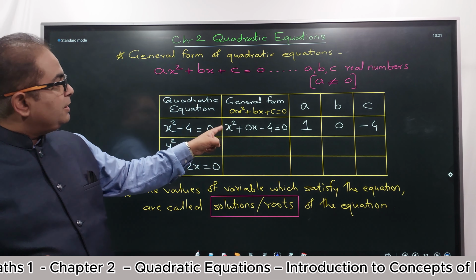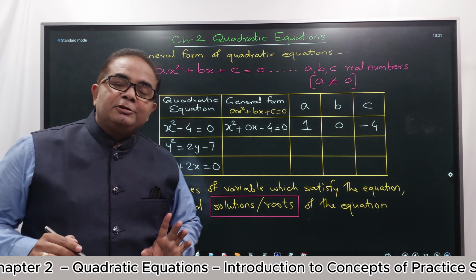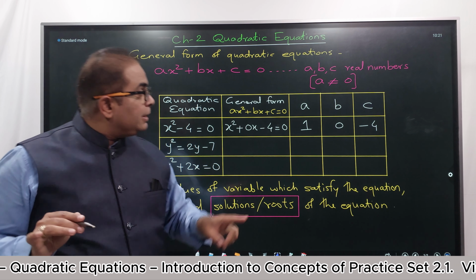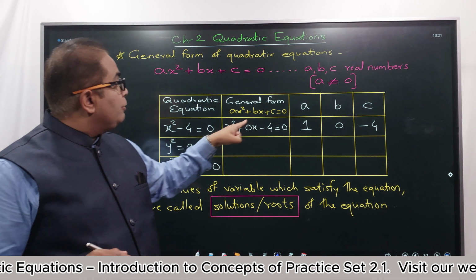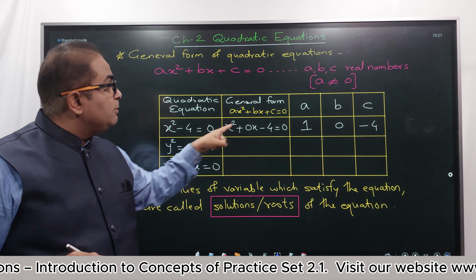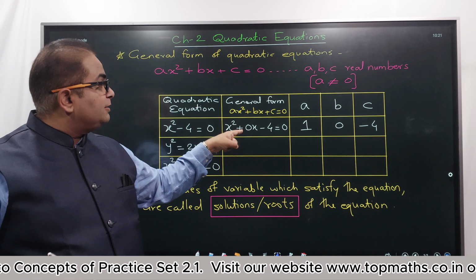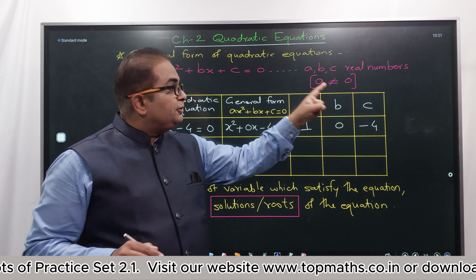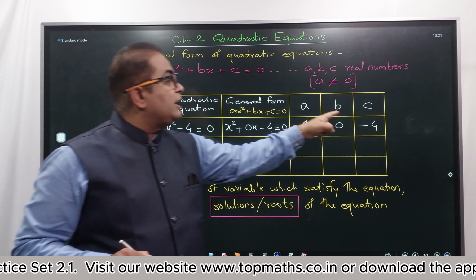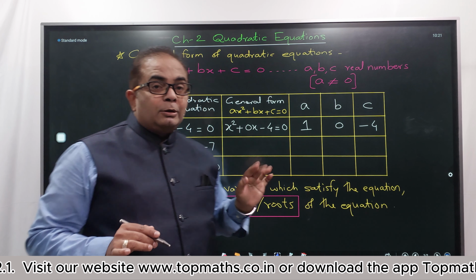Correct? Now you can see they have given it in the form ax square plus bx plus c is equal to 0. What is the value of a then? Coefficient of x square, nothing means 1. What is the value of b? Coefficient of x, that is 0. Value of c, the only number, which is minus 4. Correct? Now let's solve this.